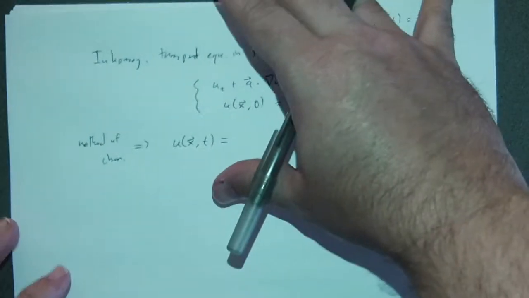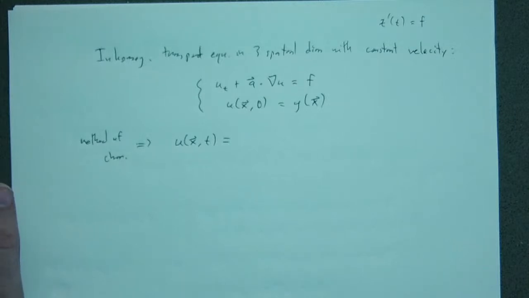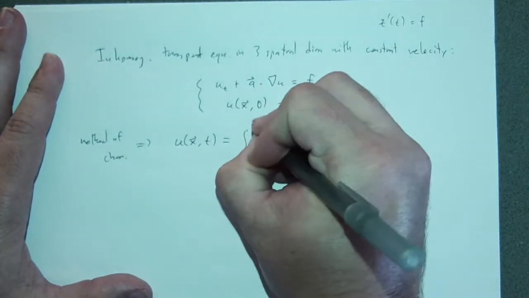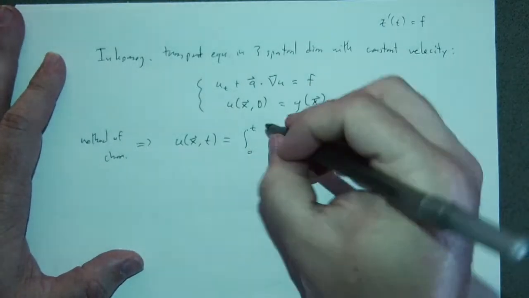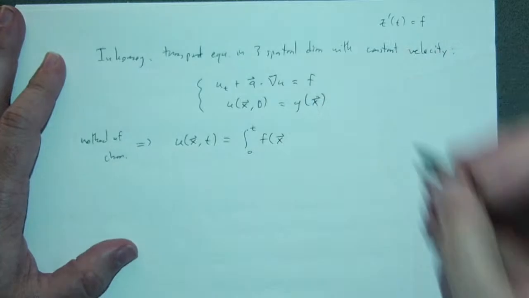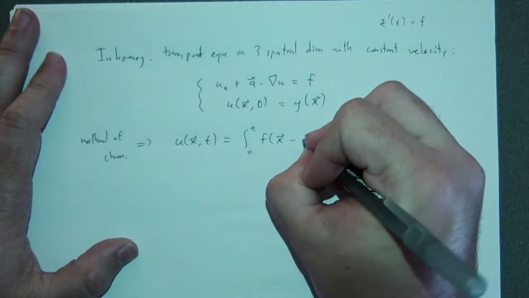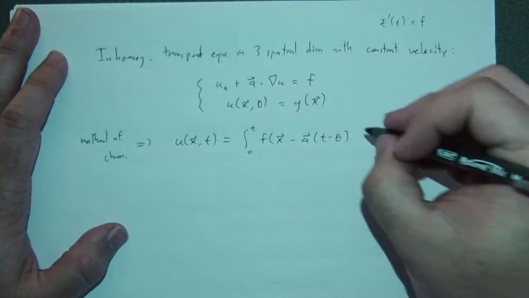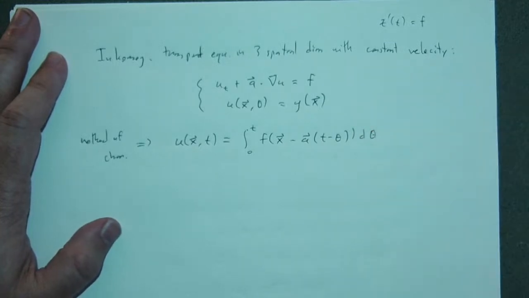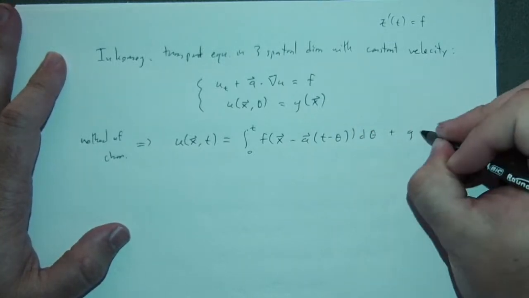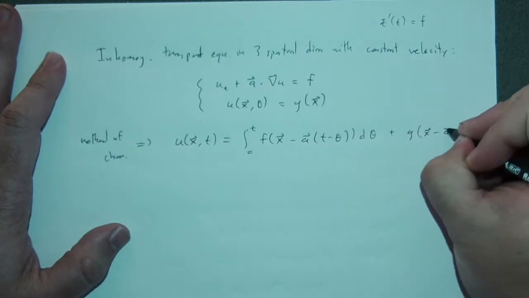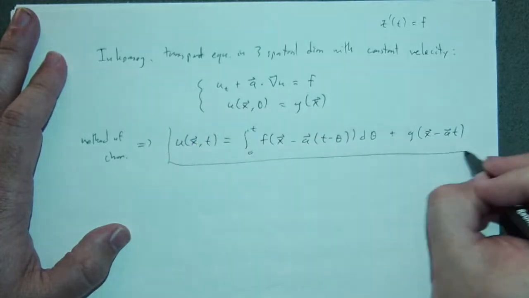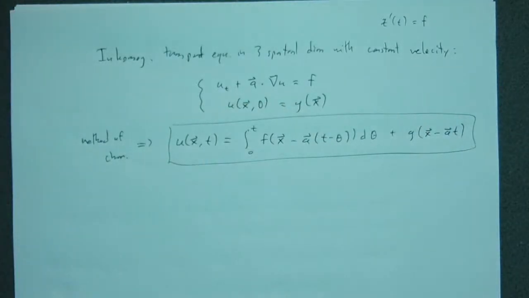So the actual general solution here, again, if you're confused about any of this, just read this section that I outlined. So this is the integral from 0 to t of f of x minus a times (t minus a dummy variable called theta) d theta, plus g of x minus at. So this is my solution to this thing. Okay, and again, if you're slightly confused about any of that, just have a look at that section.